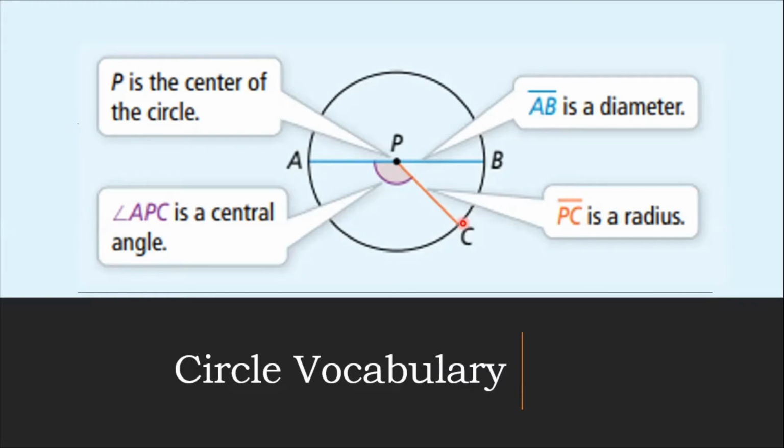We also have what are called central angles. A central angle is formed by two radii and has the center as its vertex. In this example, angle APC is the central angle, as well as angle BPC.